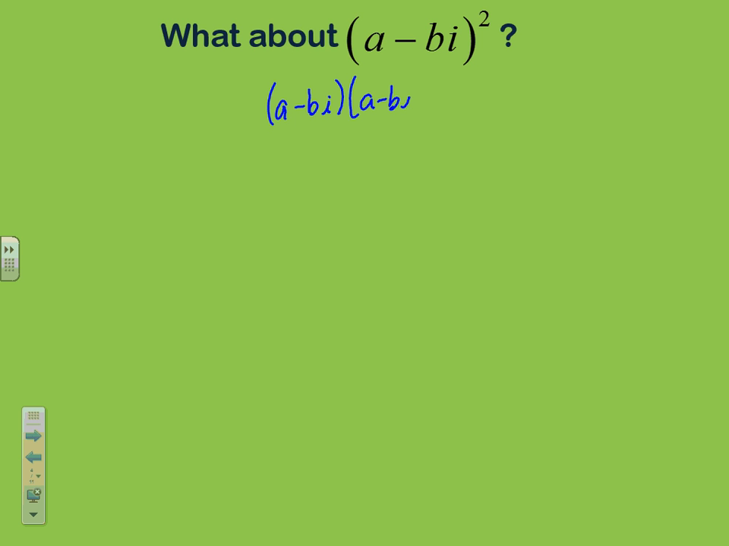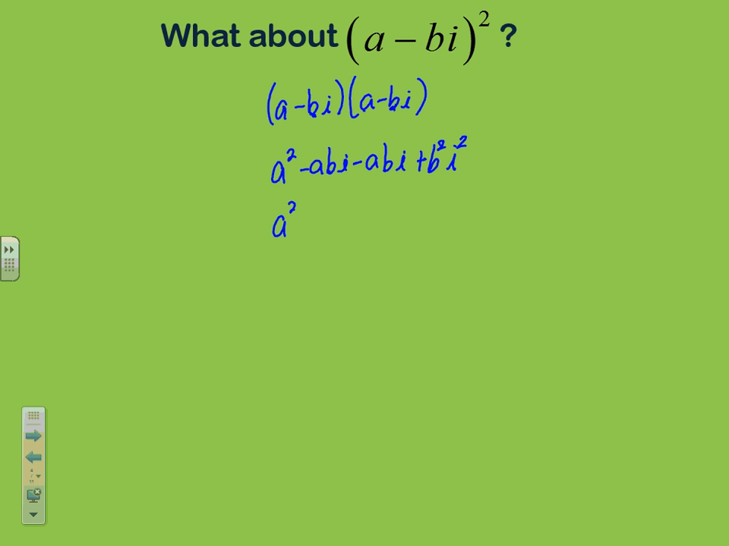A minus bi again, because we're squaring the complex number. So a times a will give me a squared. The first a times the second negative bi will give me minus a bi, and then the bi from the first term times the a of the second term will give me another minus a bi, and then negative b times negative b will give me a positive b squared, and the I times I will give me an I squared. And so again, let's just continue simplifying.